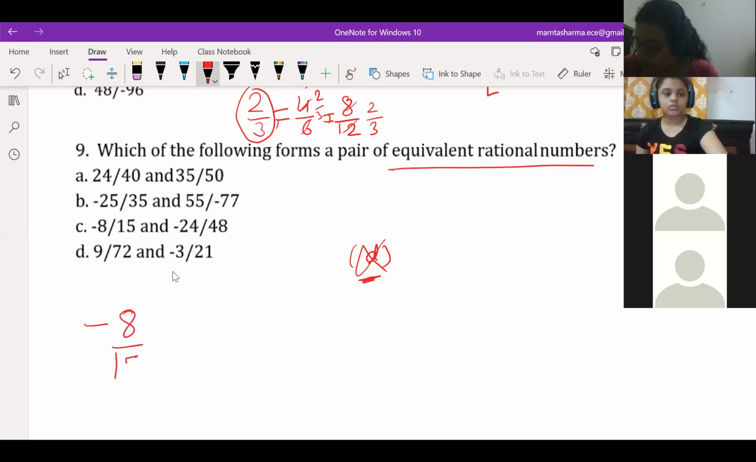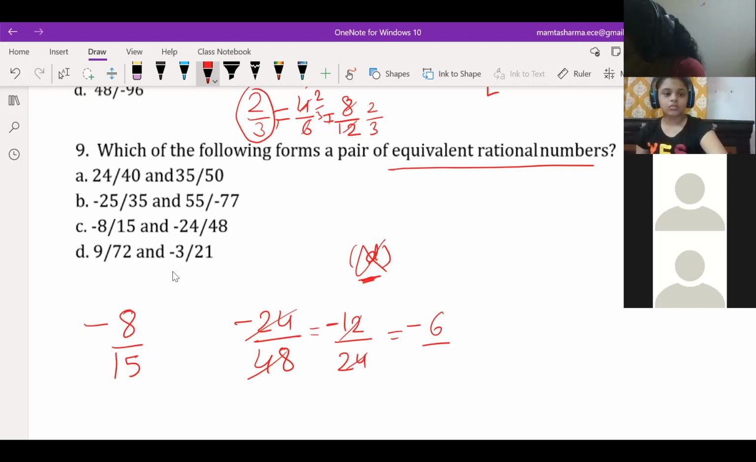C one is minus 8 by 15. Can we simplify it further? This 24 by 48. You can solve it with the 12 table and the 2 table also. From the 2 table, it would be 12 divided by 24. Now again, you can cancel it, 1 by 2. With the 12 table, we can directly do it. Someone is saying from 2, that's why I did from 2.